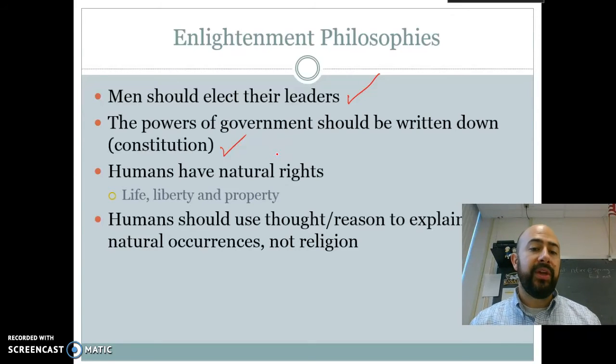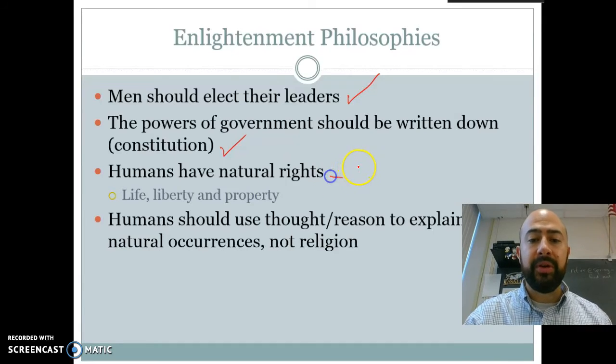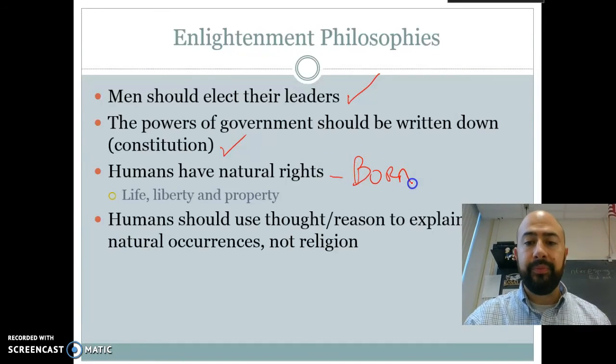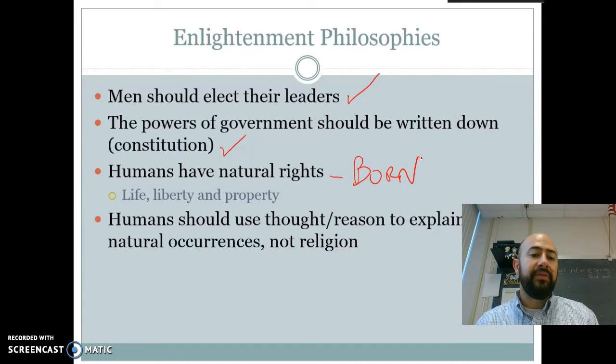Another one of the philosophies was that humans have natural rights. And these are rights that you have simply because you're born a human. And that's life, liberty, and property. So you have the right to live. You have the right to freedom in some sort of a sense, and we'll talk about what that means as we move forward. And you have the right to own property.